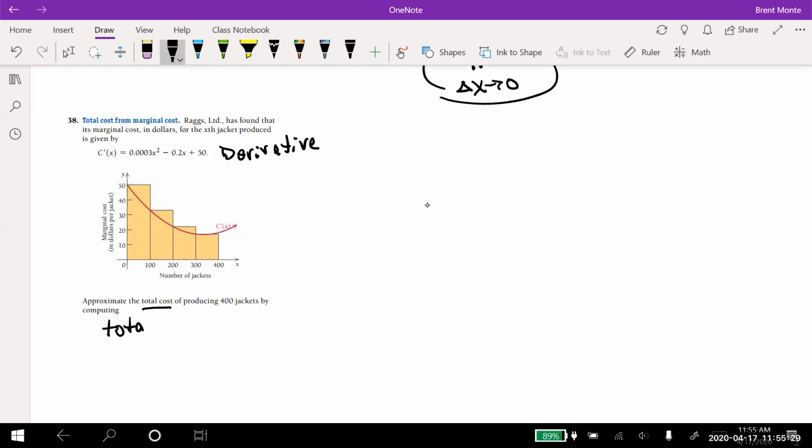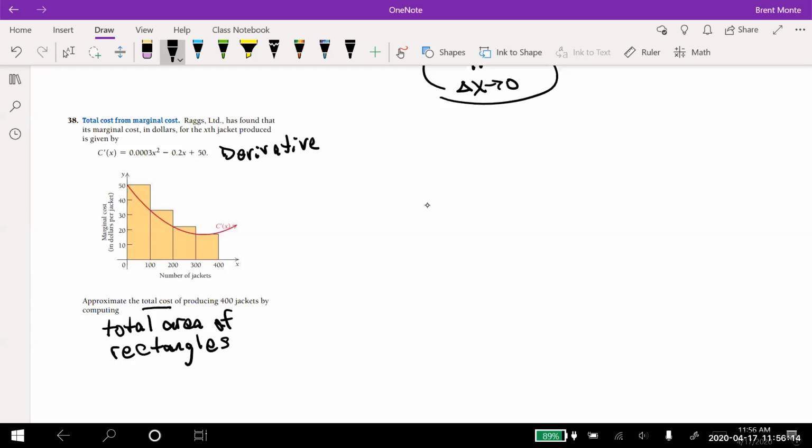I'm just going to say total area of the rectangles. So notice this time we're actually going to get an overestimate of what the total cost is, because notice all except for that bottom rectangle that has a lot of area above the curve. So if I just took the area under that C prime curve, that would be less area than what the rectangles are actually going to give us. So we're going to have a little bit of an overestimate this time, and that's okay because it's just an estimate.